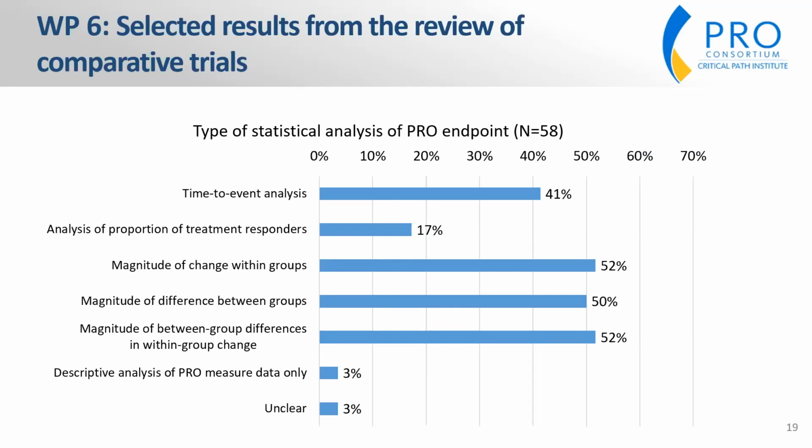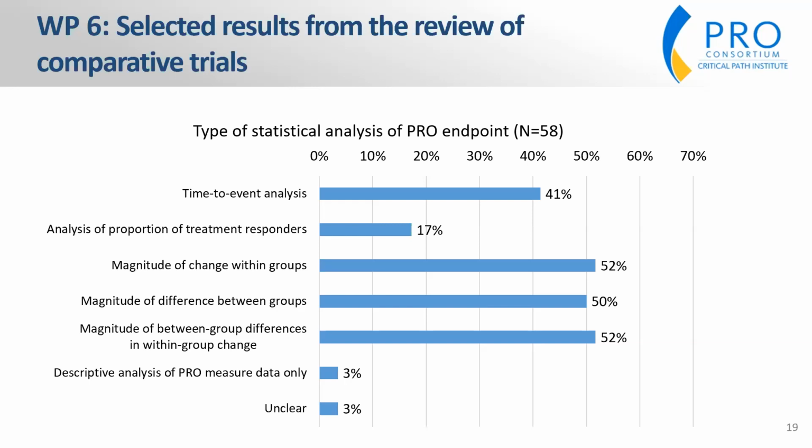Looking at the various types of statistical analysis of PRO endpoints, we found that in about half of the trials, the analysis would be based on magnitude of change. That is mostly mean change or mean difference. This could be change over time within groups, differences between groups cross-sectionally, or differences between groups regarding change over time, basically group by time interaction. And as you will notice, the numbers here don't sum up to 100%. This is because a single trial could use different methods for analyzing the data.